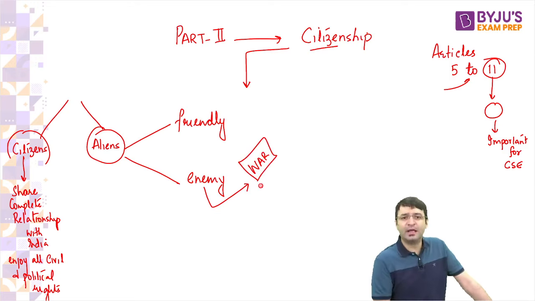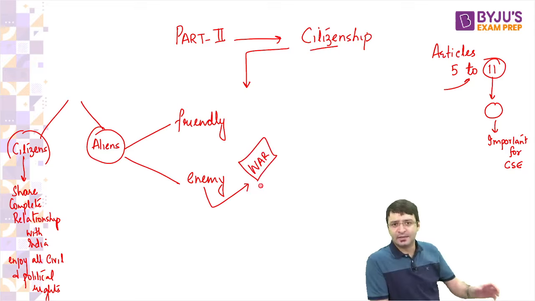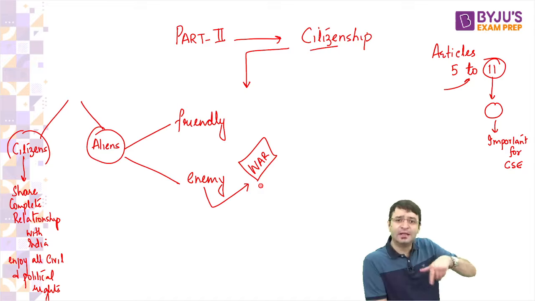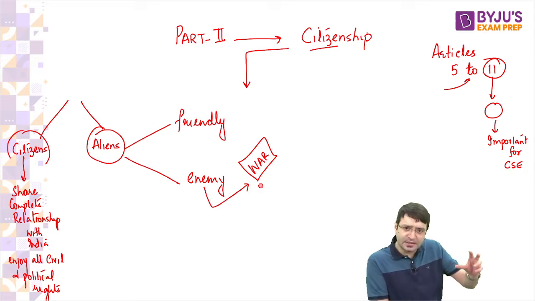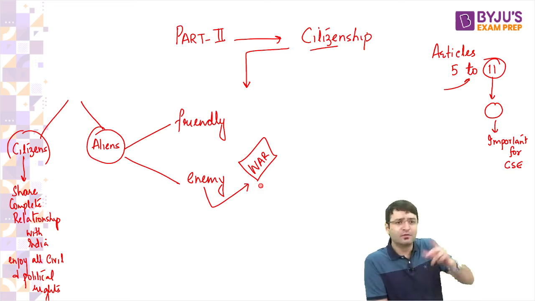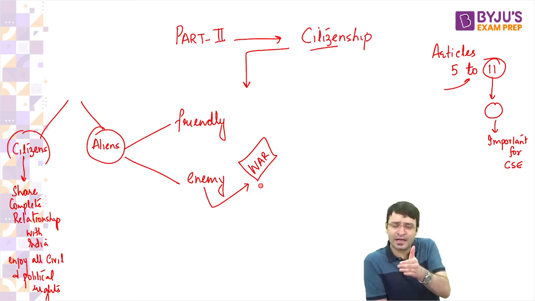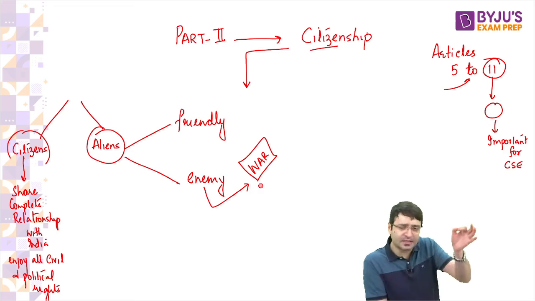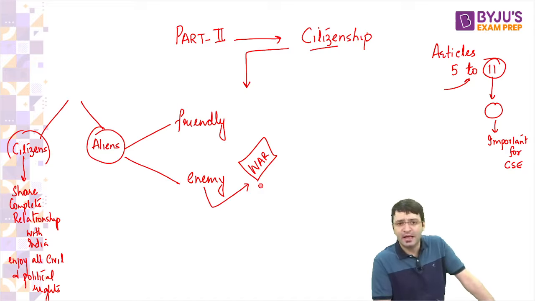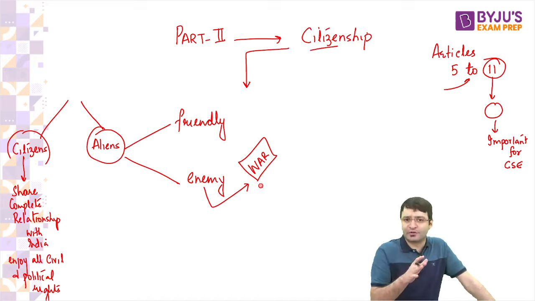So tomorrow, if there is a war between India and China, the citizens of China in India will become enemy aliens. Clear? So all those who are residing within the territory of India, we can break down into two categories: citizens and aliens. Who are aliens? Foreigners. Who are these foreigners? Either friendly aliens or enemy aliens. Friendly aliens are the citizens of those countries which share good, cordial relations with India. And enemy aliens are the citizens of those countries with which India is at war.